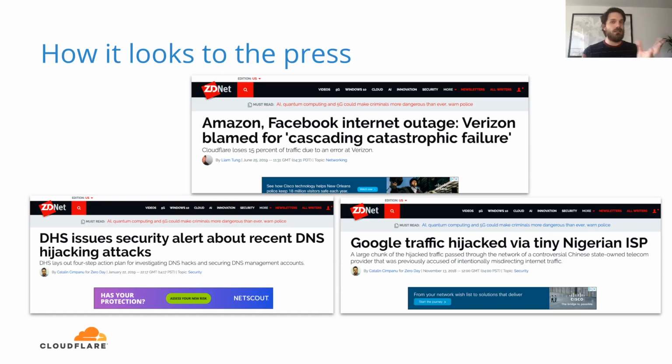For example, these are some press articles we've gotten before. This is what the rest of the world will see, what the press will actually publish when the internet has a hiccup. These articles get written on a regular basis and it really does happen. But I think we can all agree it's never fun when you're on the receiving end of these.